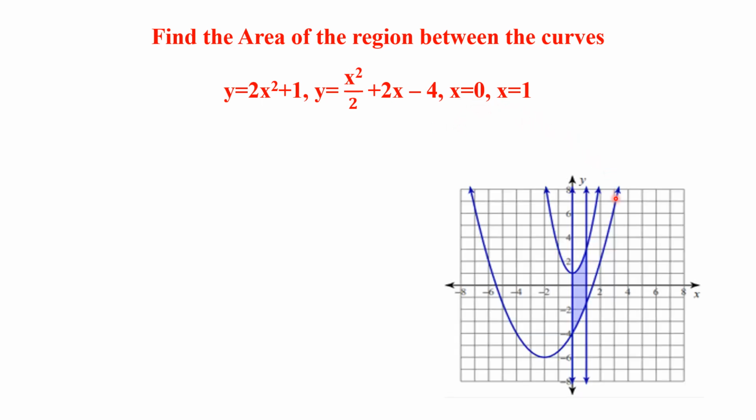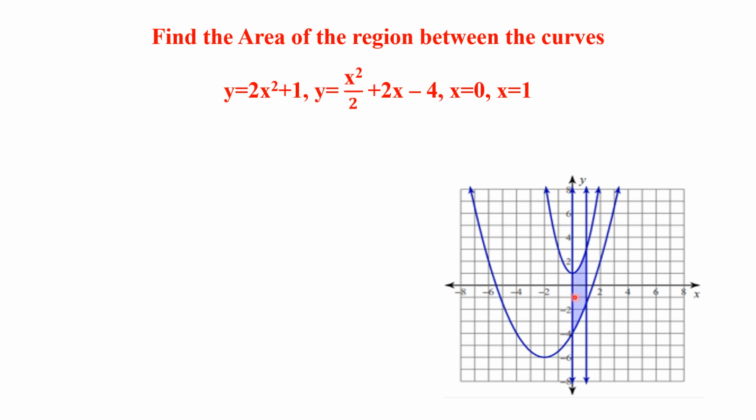Here is a sketch. The top parabola represents the first equation, and the bottom one represents the second equation. And the area we're interested in is the shaded area between the two, and of course from 0 to 1. That's the value of x when x equal to 0 and when x equal to 1.